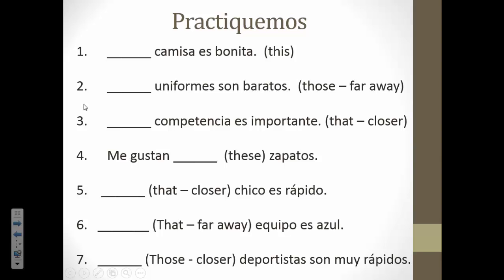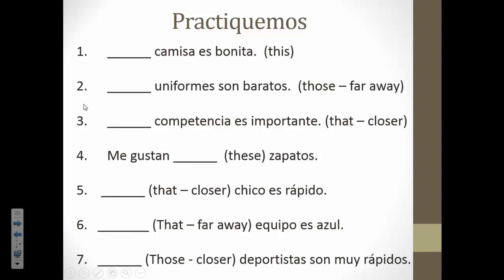Número 5. That boy is fast. So it's closer, it's not super far away, so we want to go with the middle column. I want to say that boy is fast would be ese chico es rápido, because ese is masculine and singular. Couple more. That team is blue. The team is far away, so we need to choose from the far away column. And we want to say that team being masculine and singular, so we would say aquel equipo es azul.